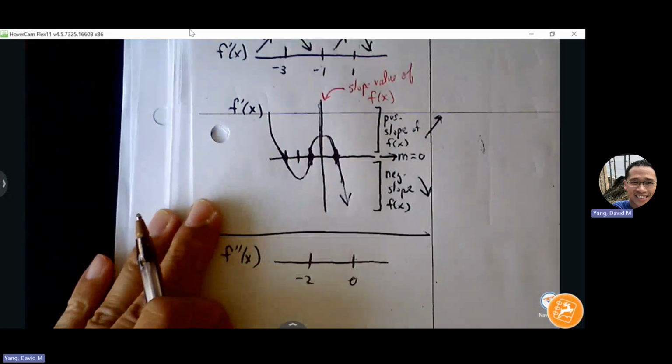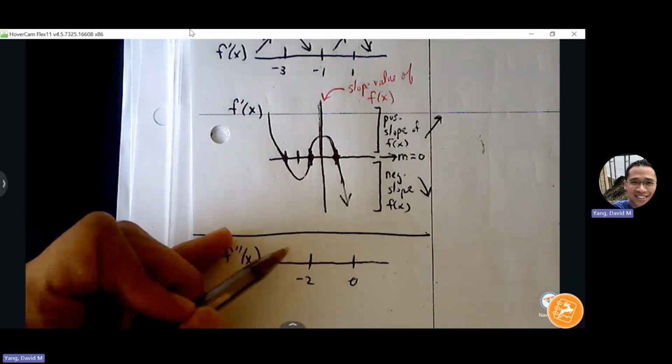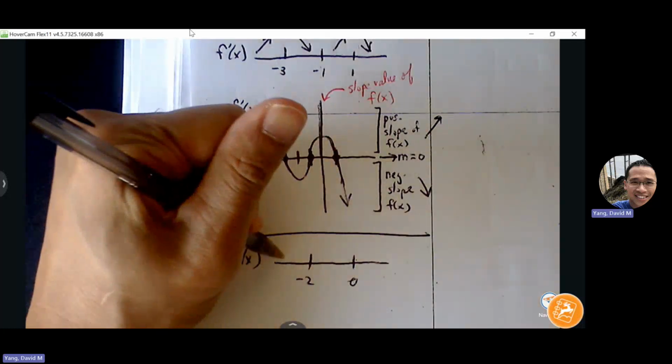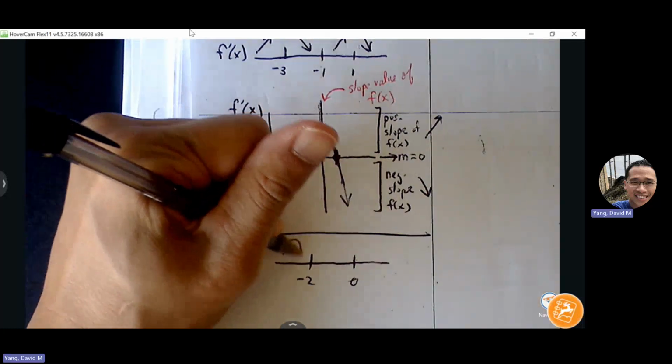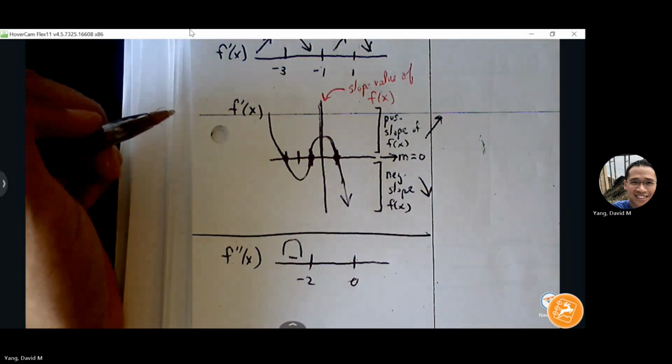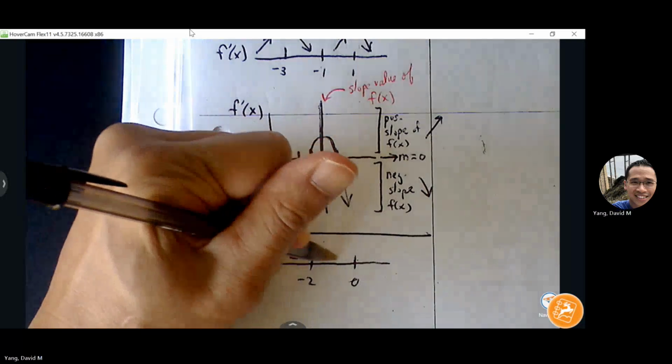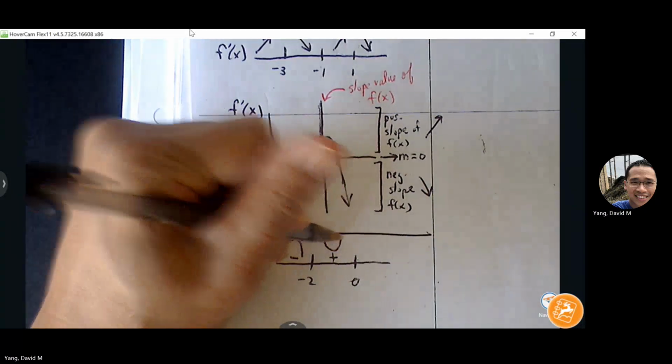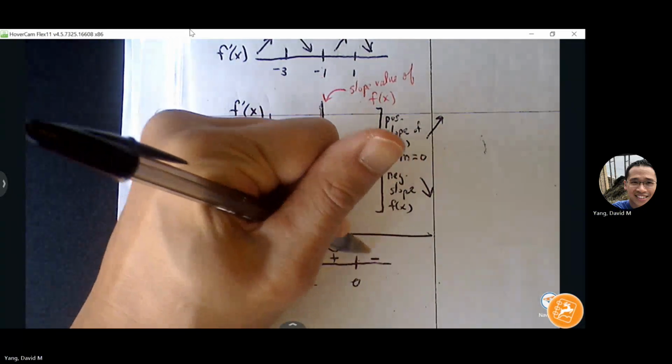Okay, I'm basing the shape off of the original graph here. So you said concave down first, right? So concave down. Concave up. And concave down.